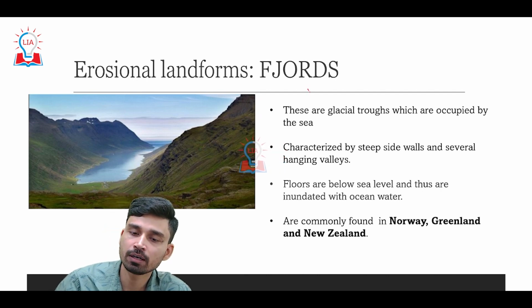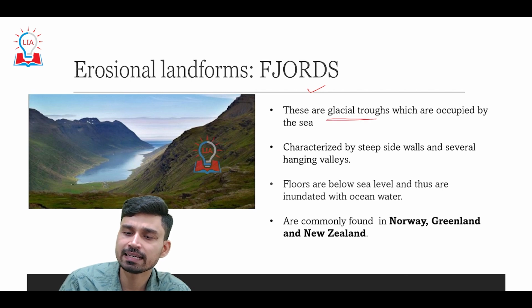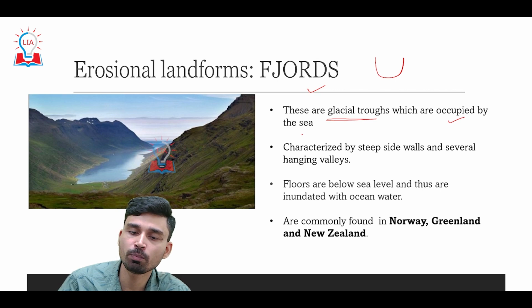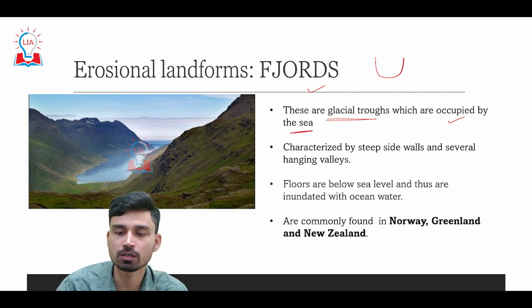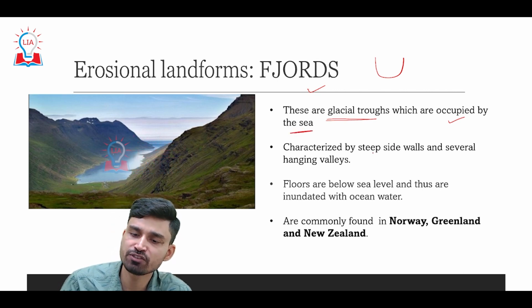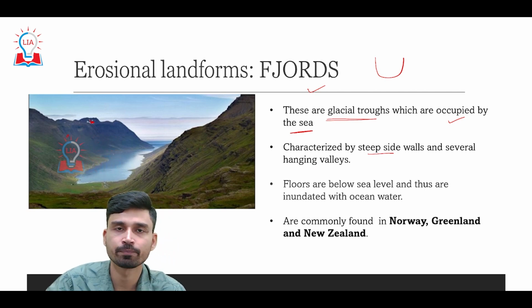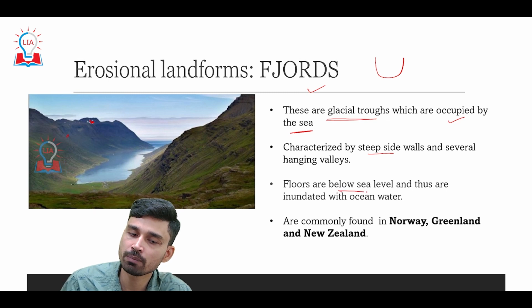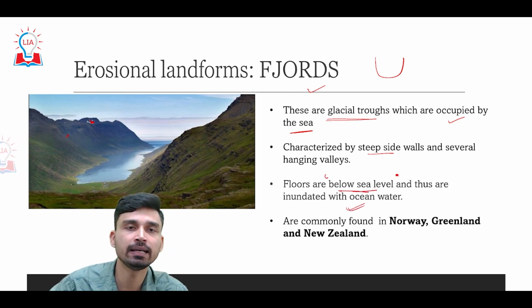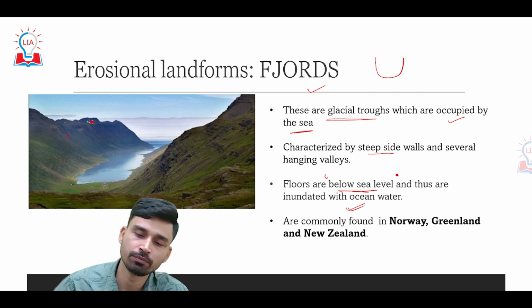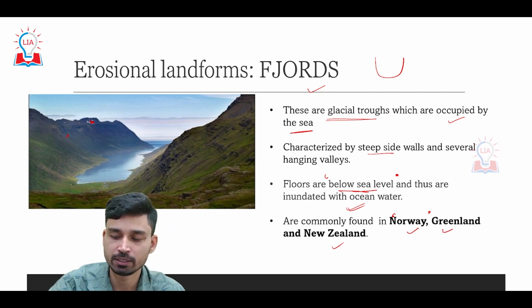Then we have another important landform that can be called fjords. Fjords are considered as glacial troughs. A trough is a deep depression, steep valleys, which are occupied by the water from the sea or seawater. These are also characterized by steep sided walls and also have several hanging valleys here and there. The floors of these fjords are below sea level. This is the most important point about the fjords, and thus they are always inundated with the ocean water. The fjords are most commonly found in countries such as Norway, Greenland, as well as New Zealand.